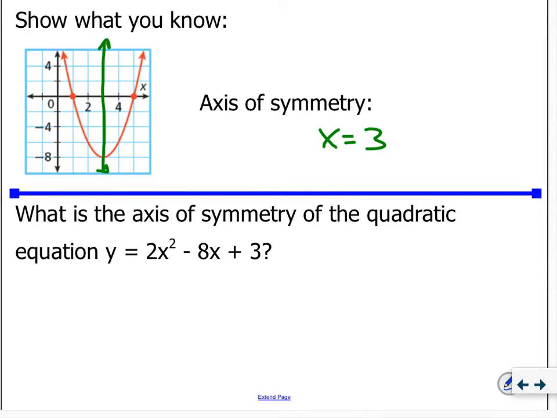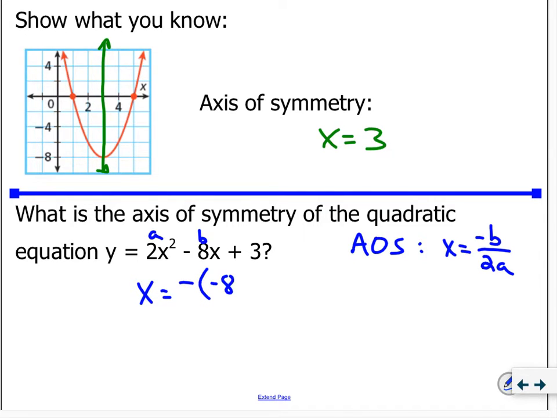Now for the next one, we have an equation. So let's use that formula that we had. Remember, the equation for the axis of symmetry, AOS, is x equals -b over 2a. So in this case, my a value is 2. My b value is -8. I'm not worried about the c value here. So the equation for the axis of symmetry then is x equals -b over 2a. So if we simplify this a little bit, -8 is +8. 2 times 2 is 4. So the equation is x equals 2.